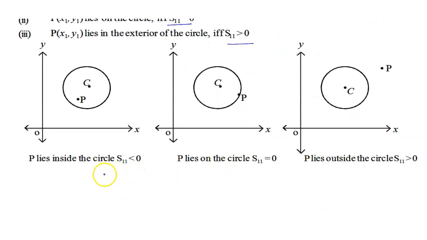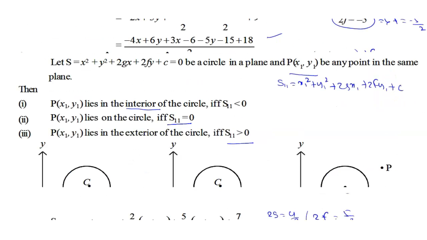So here we can see the figure. If point P is interior, in the sense the S11 value is a numerical value which is negative, less than 0, we take it as inside the circle. If for point P, S11 is equal to 0, from that figure we can see it is on the circle. And if point P lies outside the circle, the numerical value S11 is greater than 0, in the sense positive, that point is outside the circle.